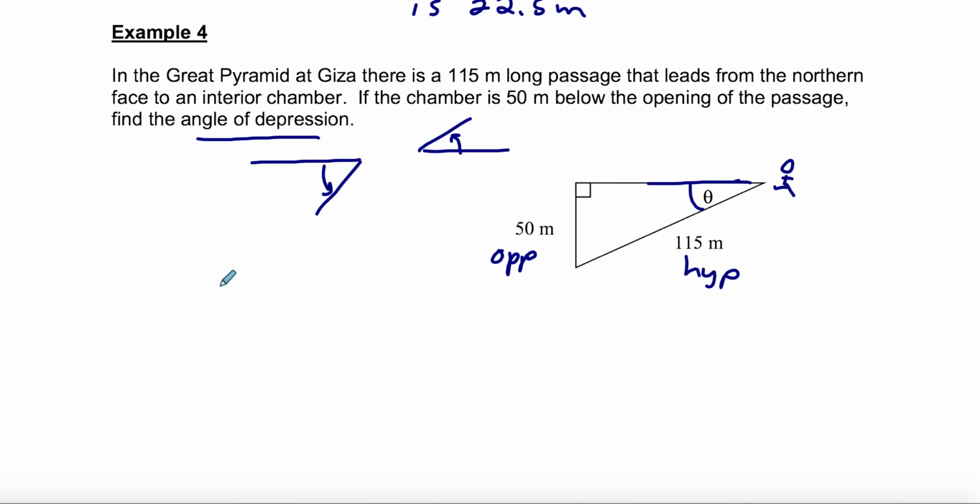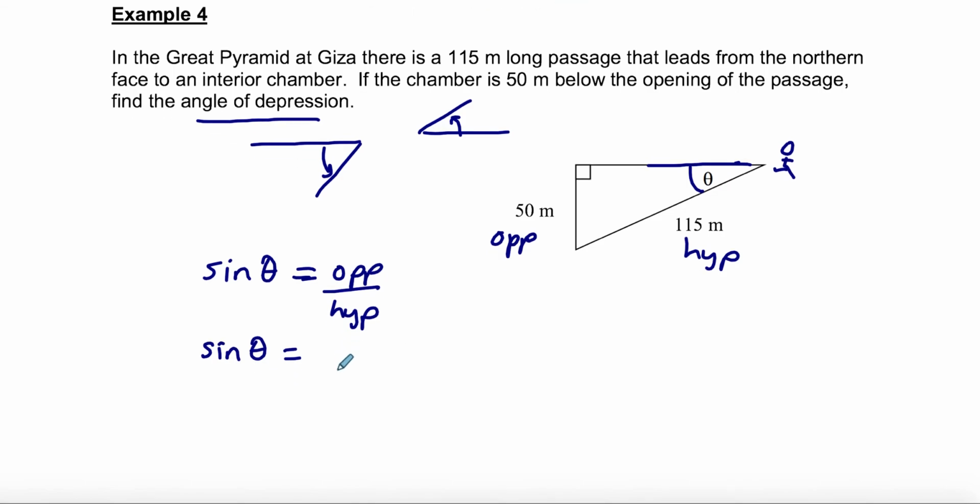We know that it's sine, so we do sine theta, because we have opposite and hypotenuse. If I think of SOHCAHTOA, that is sine: opposite over hypotenuse. And we fill in what we know. This time we don't actually know the angle. You could say sine A or sine B or sine theta, it doesn't matter. Our opposite though is 50 and our hypotenuse is 115.